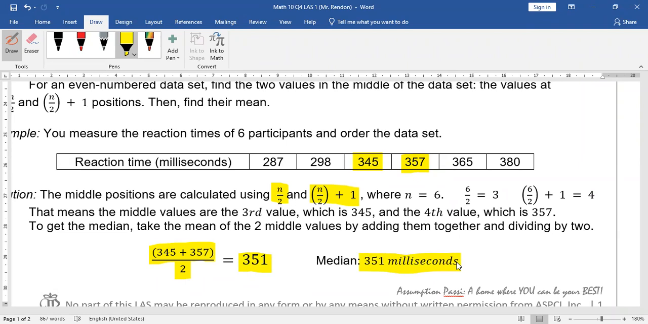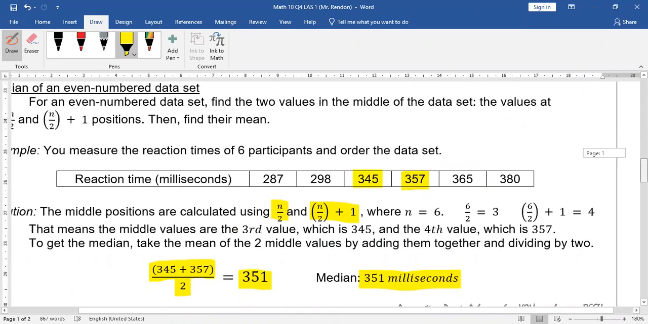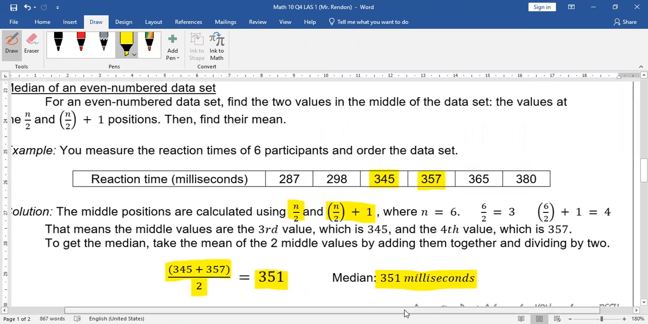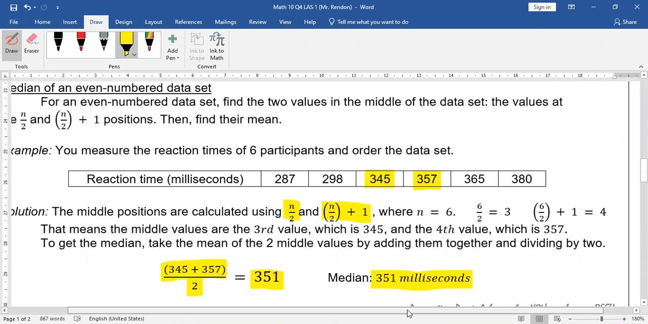Kung odd number, you are sure that the median is one of the scores. But if the number of scores is even, it is possible that the median is not one of the scores. Meaning 351, pag check mo, wala didto sa data. So again, it is possible. Unlike in the odd number case, our median was 345, and 345 is one of the scores. But if the data set has an even number of scores, it's possible that the median is not one of the scores, because you're getting the average.